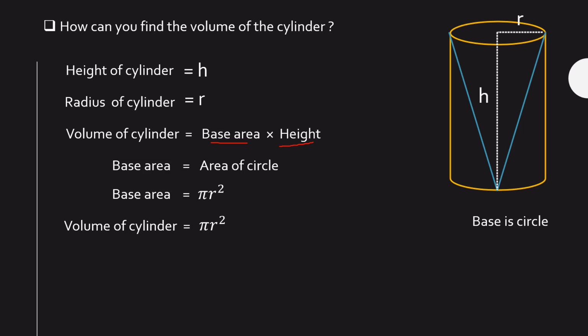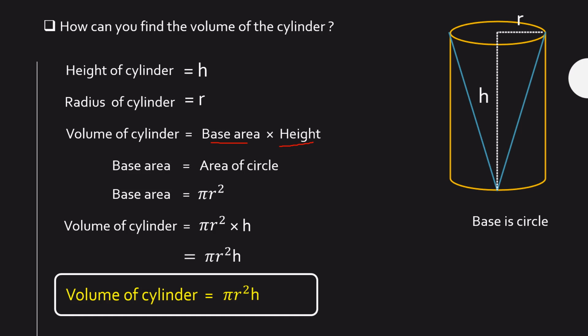Volume of cylinder is pi r square into h. Good. That is pi r square h. So what you have got? Volume of cylinder is pi r square h. And write it inside a box.